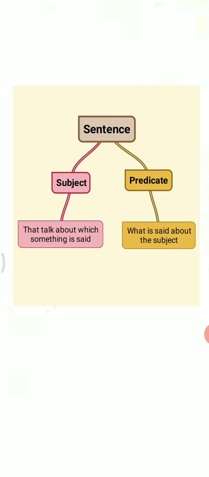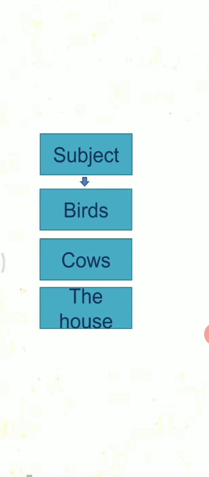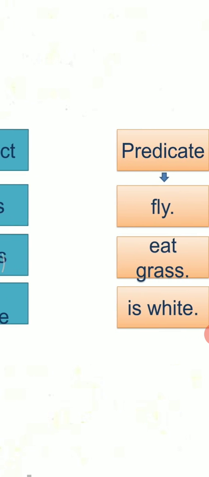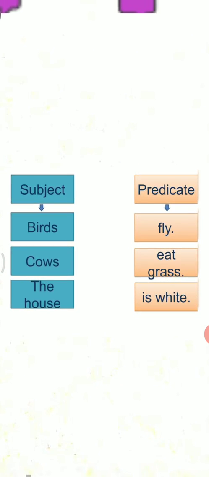Now, to make it more clear, notice how the following sentences are divided into subject and predicate. See, in the blue part, all these words are the subject, and on the other side there is the predicate. The first sentence is, birds fly. In this sentence, birds is the subject and fly is the predicate, because birds is that about which something is said and fly is what is said about the subject. Same as in the second sentence, cows eat grass. Here, cows is the subject, the main part of the sentence, and eat grass is the predicate. The house is white. The house is the subject and is white is the predicate.